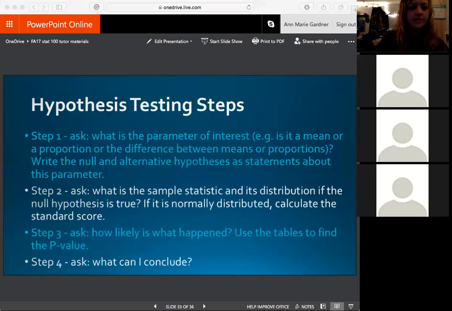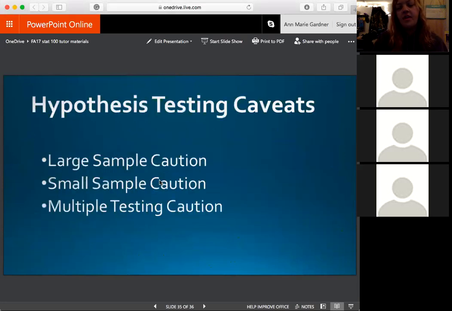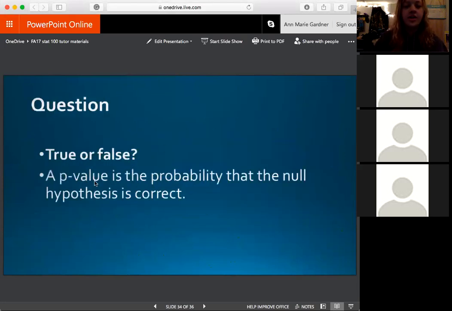All right, awesome. Good question. Okay, so let's try this question. So true or false, p-value is the probability that our null hypothesis is correct. So this is like interpreting what a p-value actually is. So try this one out and let me know what you think.